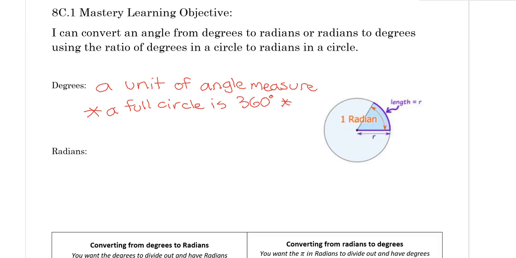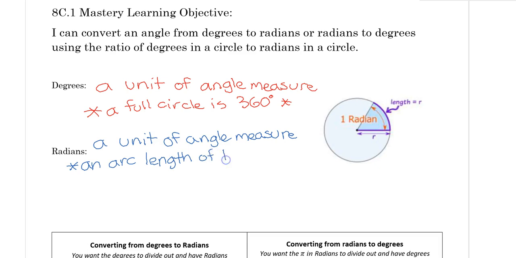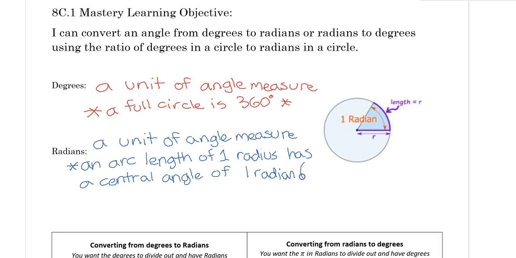Then we have what we call radians. Radians is also a unit of angle measure. And radians say an arc length of one radius has a central angle of 1 radian. And 1 radian is approximately 57.3 degrees.